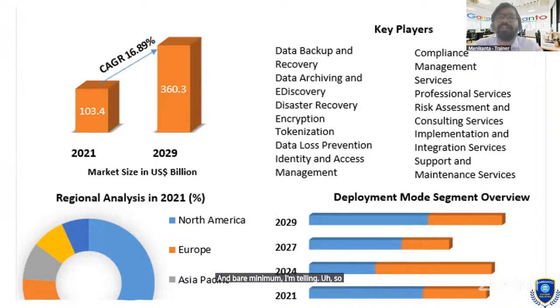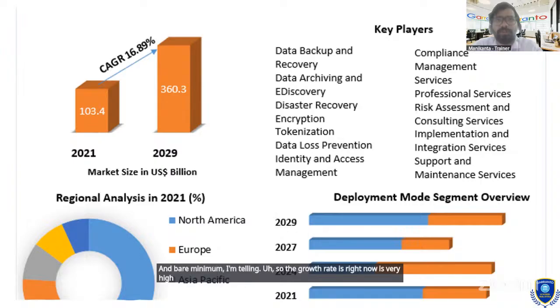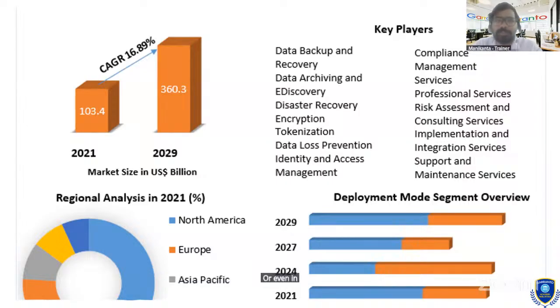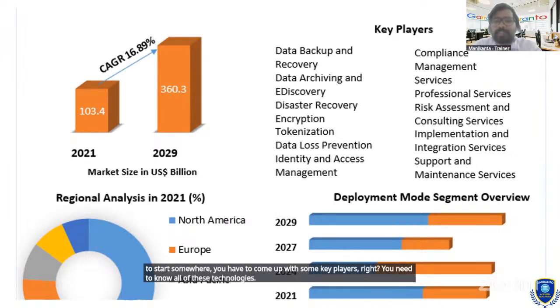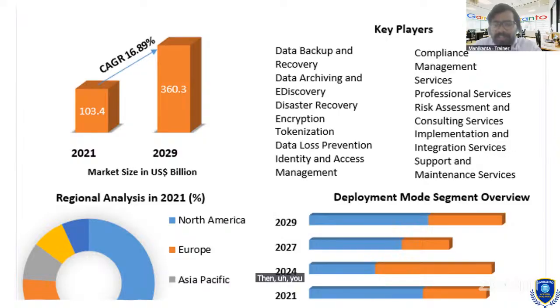The growth rate is very high right now because the government has pushed all the financial banks. It means all the banks operating in Malaysia or Singapore, or even in the Middle East, should have a DPO. If you ask me, globally there are not even 100 DPOs available right now. So we need such a big space, and to start somewhere you have to come up with some key players. You need to know all of these technologies, then do some analysis, and then come up with a privacy requirement.